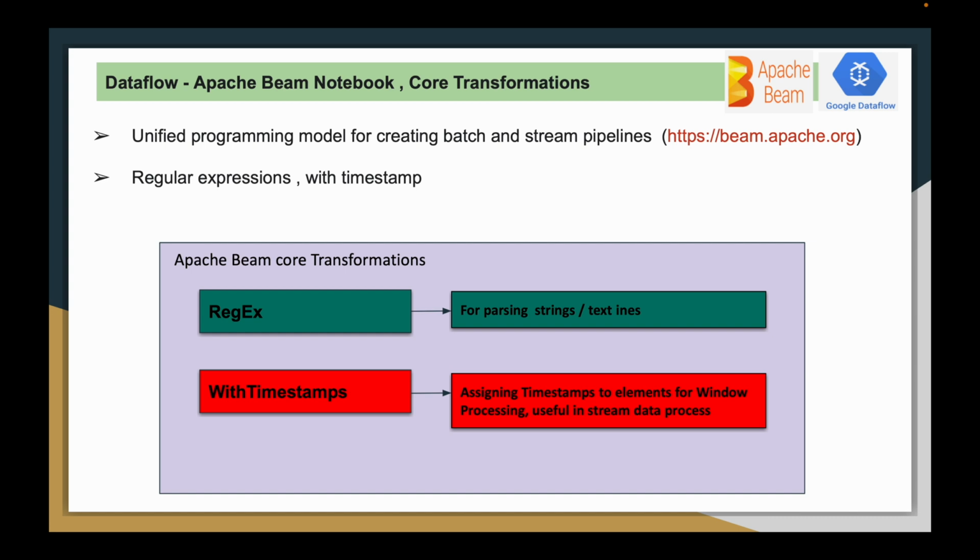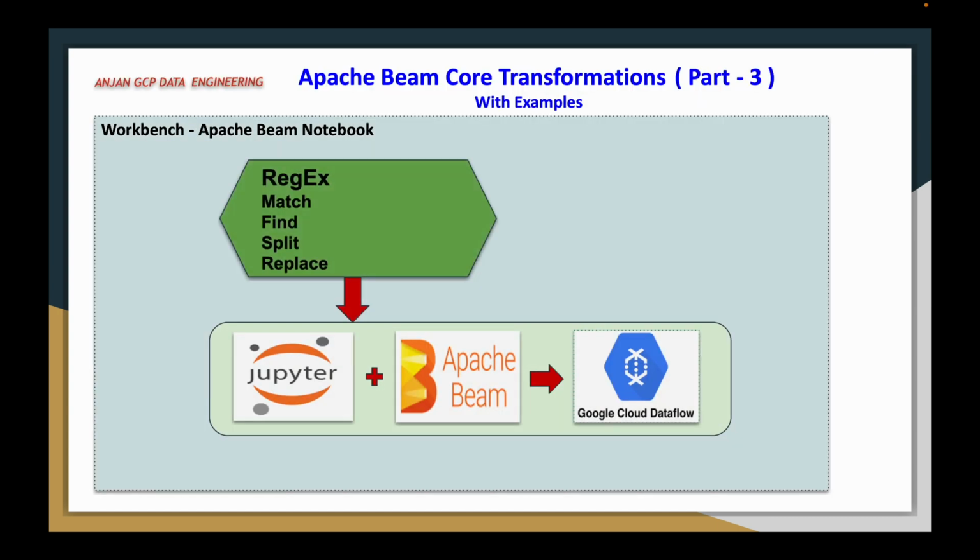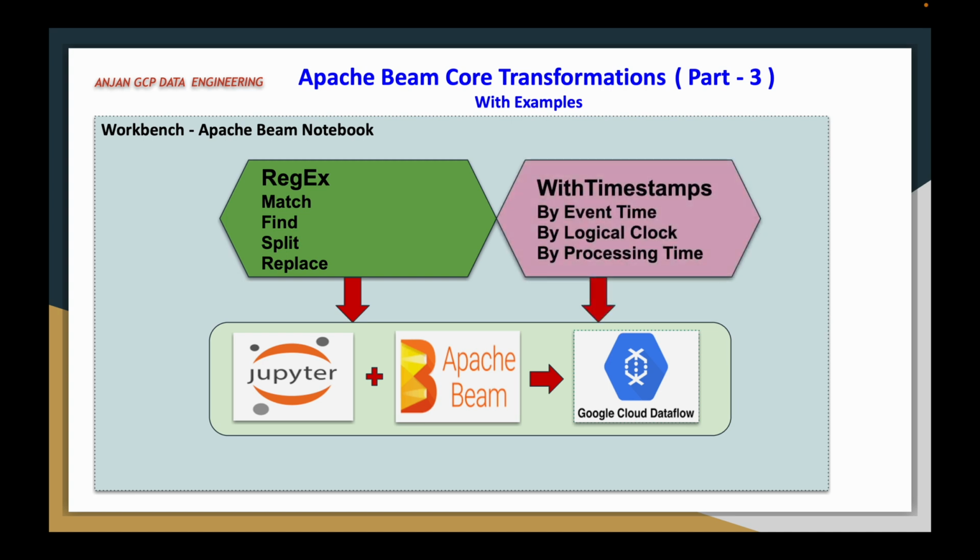In order to divide the data into windows based on time, we need a timestamp associated with each element coming in the PCollection. So the with timestamp transformation comes in very handy in such cases. Whenever you have to assign a timestamp to each element in the PCollection, you will use this transformation. In the demo, we'll see the regular expression transformations like match, find, split and replace with examples, and also with timestamps.